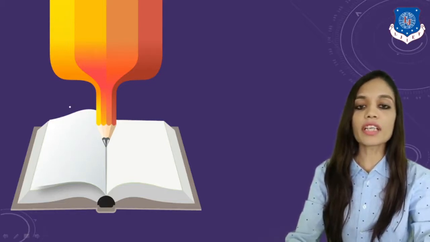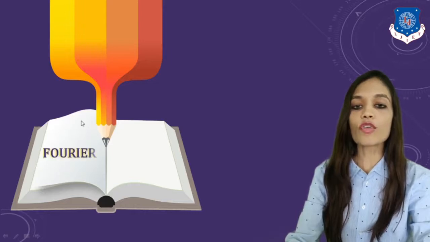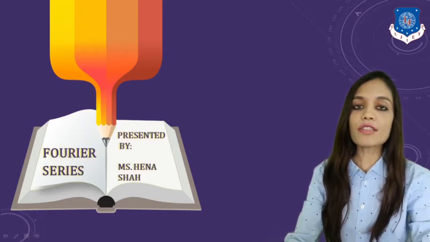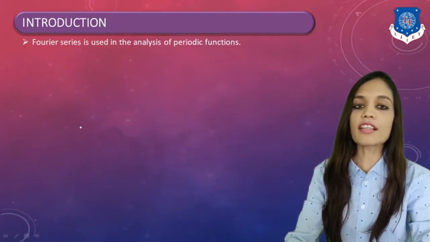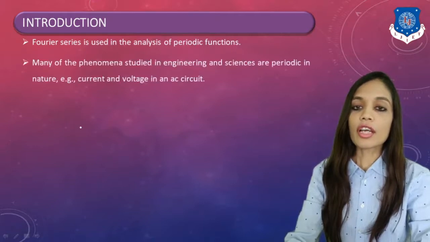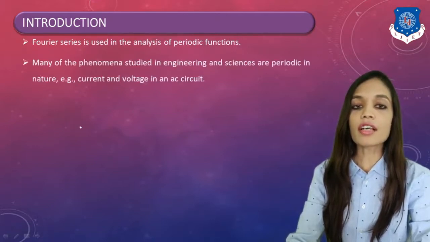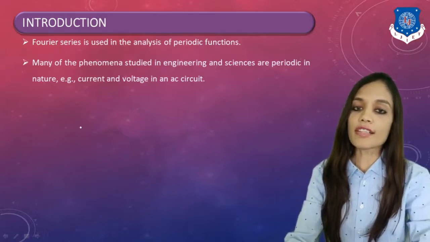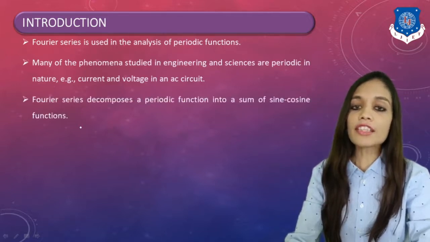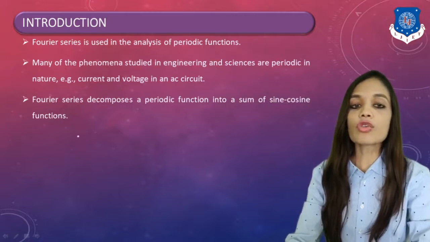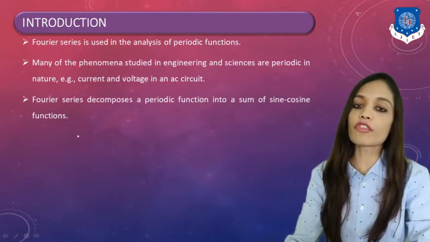Today, we are going to begin a new topic known as Fourier series. So, let us begin with its introduction. Fourier series is used in the analysis of periodic functions. Many of the phenomena studied in engineering and sciences are periodic in nature, for example, current and voltage in an AC circuit. Fourier series decomposes a periodic function into a sum of sine and cosine functions.